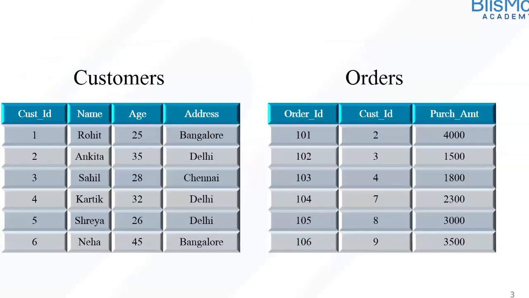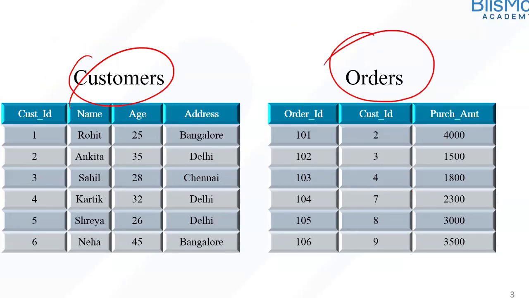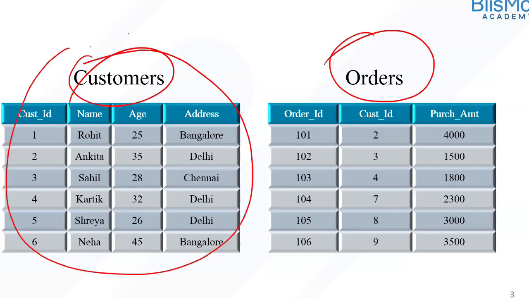In those cases, we need to join the tables. For example, here we have customers data and we have orders data. Let us say I want to know what is the purchase amount of Karthik. Will I be able to get those details from the customers table only? Take a look at both these tables, customers and orders. No, because purchase amount is not there as a part of the customers table, isn't it?